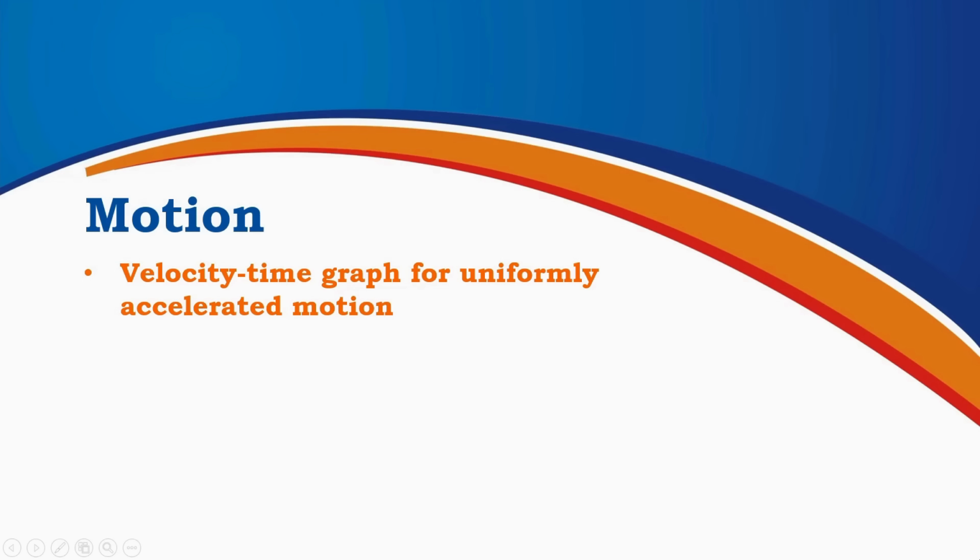In this lesson on motion, we will study the velocity time graph for uniformly accelerated motion. First, we will understand what uniform acceleration means. Next, we will learn how velocity changes with time when an object moves with uniform acceleration. Then, we will observe the shape of the velocity time graph for uniformly accelerated motion and understand why the graph is a straight sloping line. After that, we will learn how to identify acceleration from the velocity time graph. Finally, we will discuss the importance of the velocity time graph in analyzing motion.